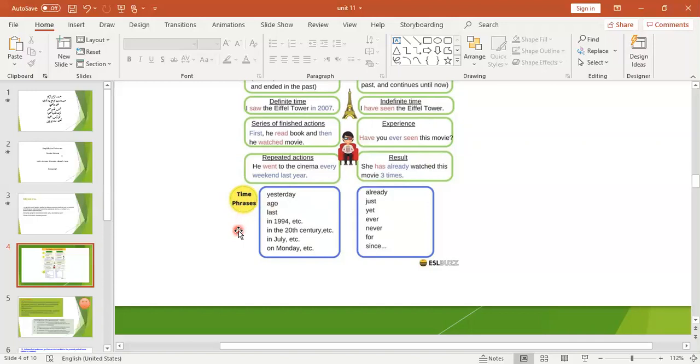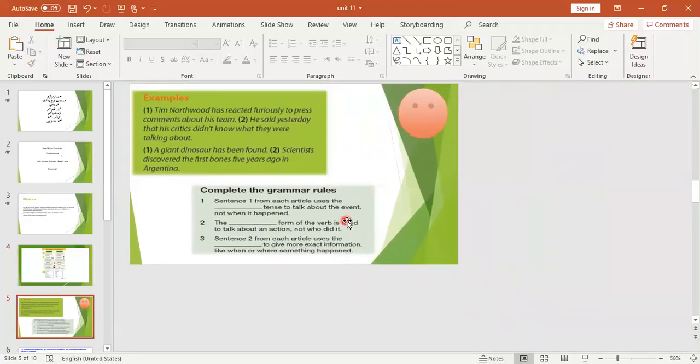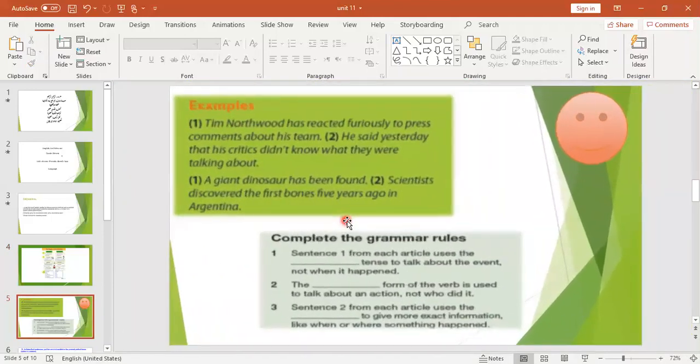Also, we are used to using these time phrases with the past simple: yesterday, ago, last, in a certain year or time in the past. Already, which tells us we are concerned about the result, just, before, a while, yet, ever, never, for, since, and all these expressions are very common to be used with the present perfect tense. If we move now to the next slide, we are going to focus on the slide which is given in the book.